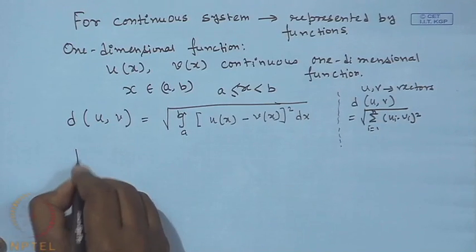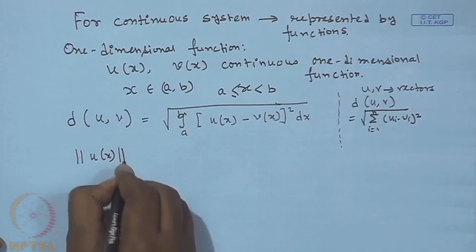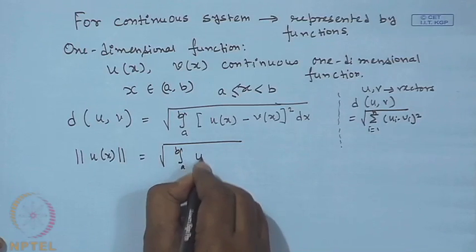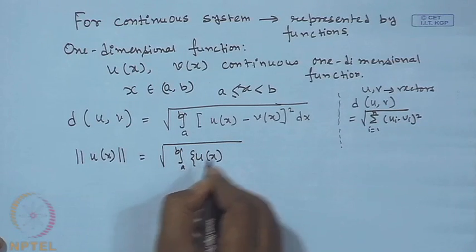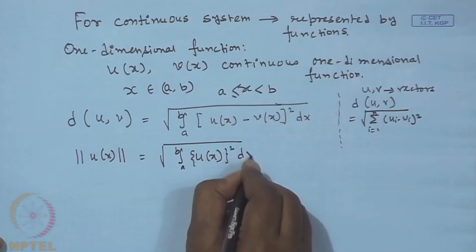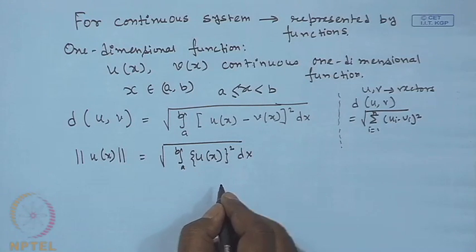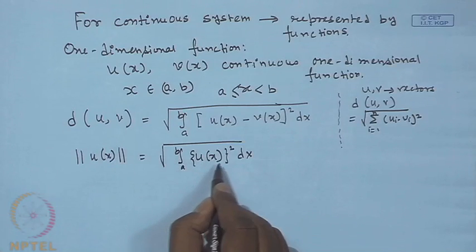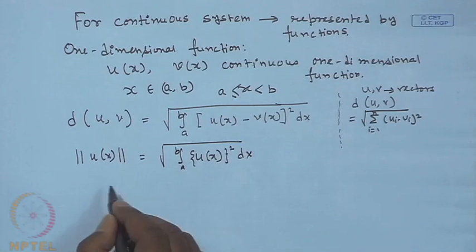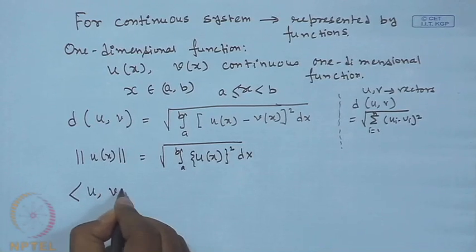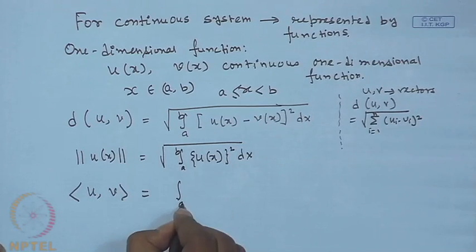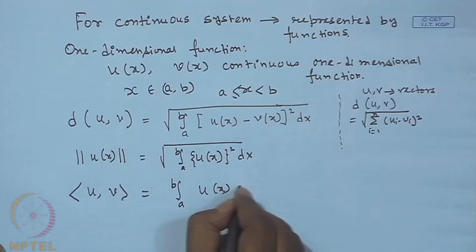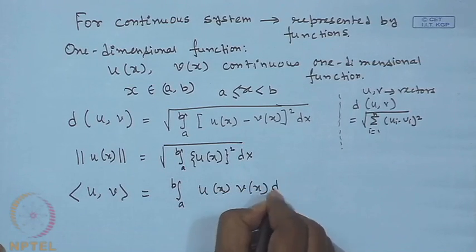So, similarly, the norm of u is nothing but the square root of the integral from a to b of u of x squared dx. That is the definition of the norm of u. Similarly, you will be getting the norm of v as the square root of the integral from a to b of v of x squared dx. Then the inner product between u and v is nothing but the integral of u of x v of x dx.